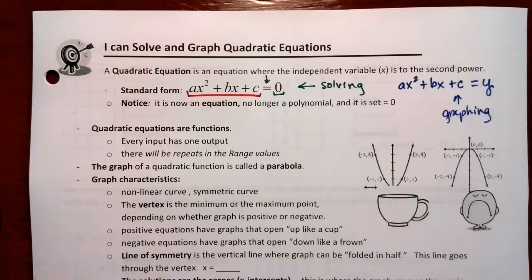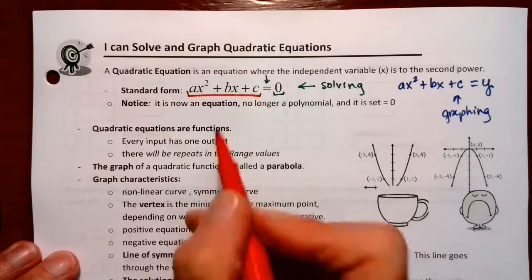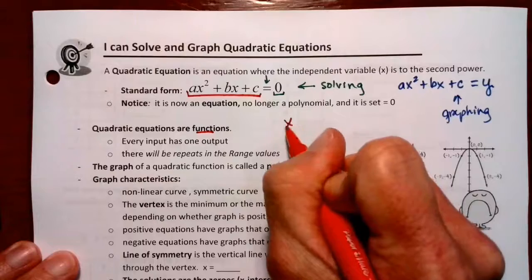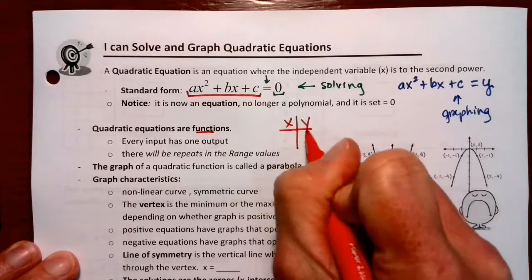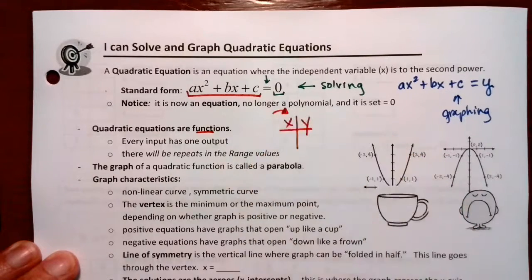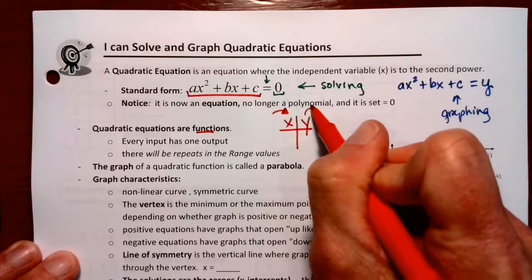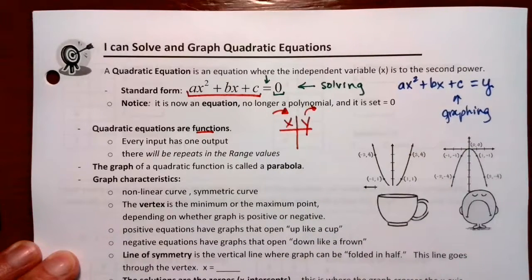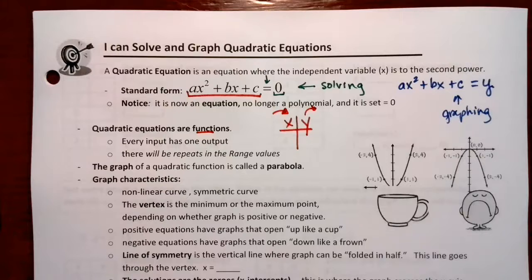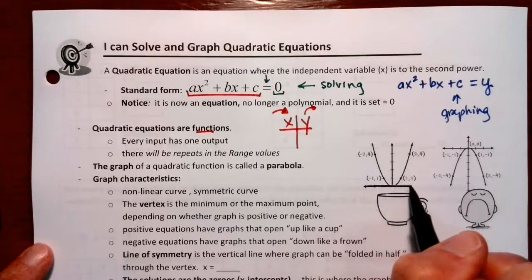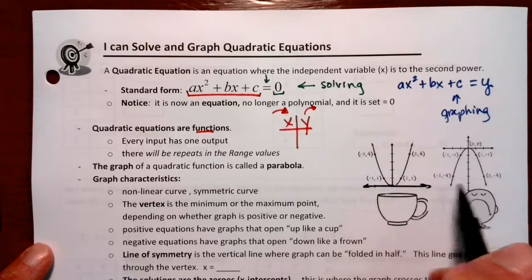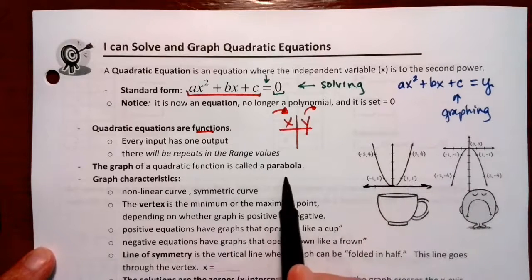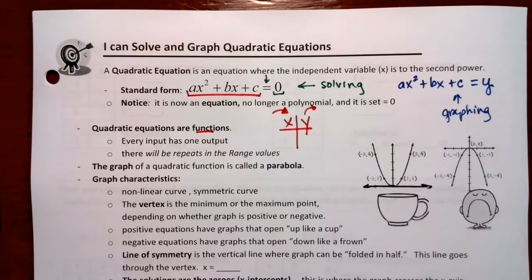Okay, so here's some big ideas. Quadratic equations are functions. That means that we can write them with an input and output table where we have our input domain values and our output range values. We can take those values and set them on a graph. So we can have a graph, for example, that is positive and a graph that is negative. These kinds of graphs are called parabolas. The graphing characteristics are as follows.